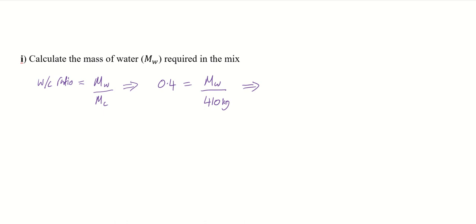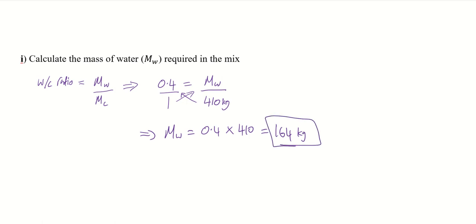As a result, in order to compute MW, all I do is just cross multiply. So I have that MW is equal to the second cross multiplication, which is 0.4 multiplied by 410, and that's equal to 164 kilograms. So that's the mass of water that I need in my concrete mix in order to achieve a 0.4 water to cement ratio.